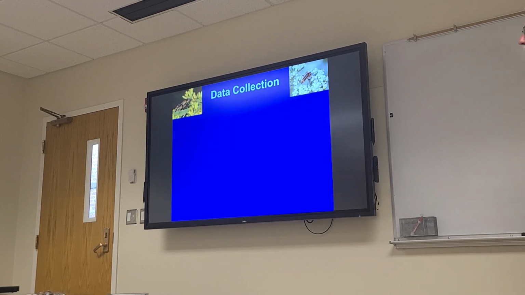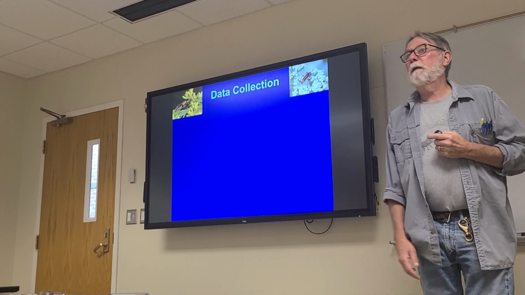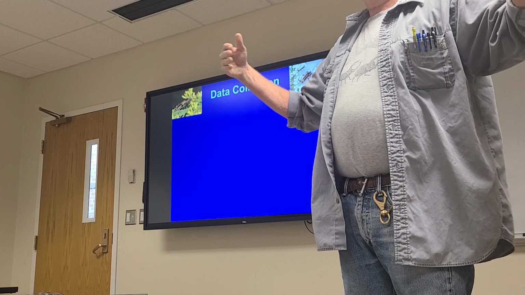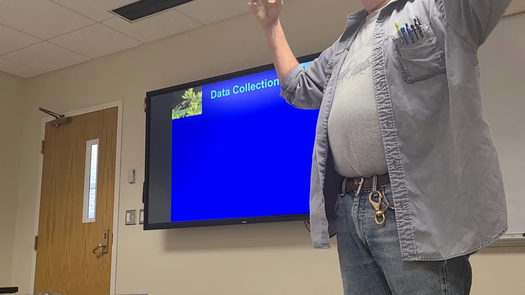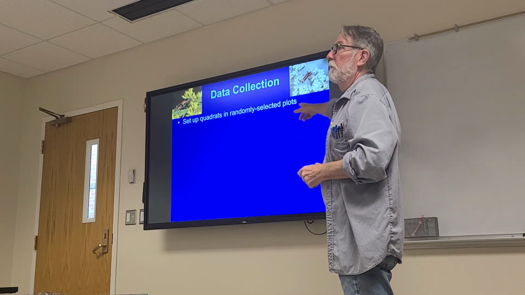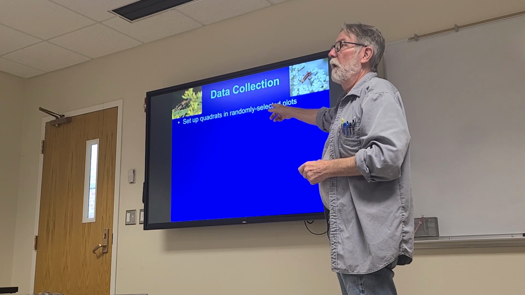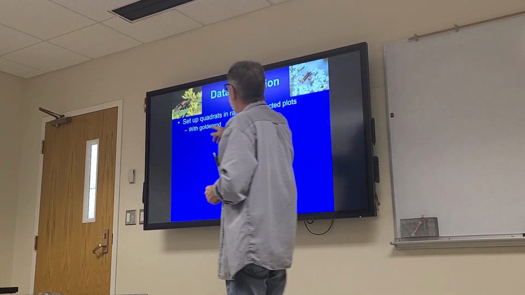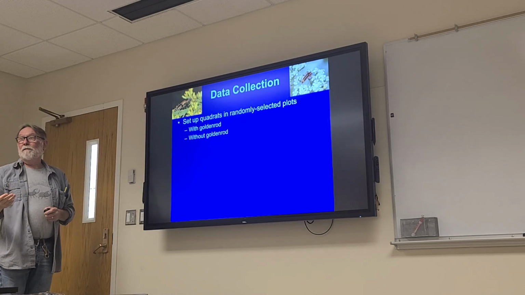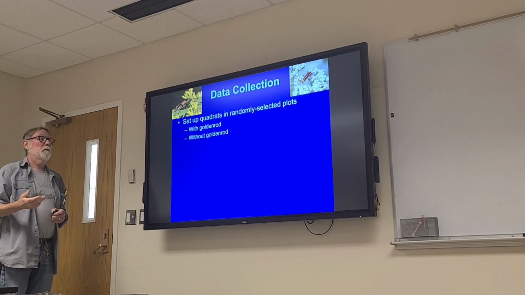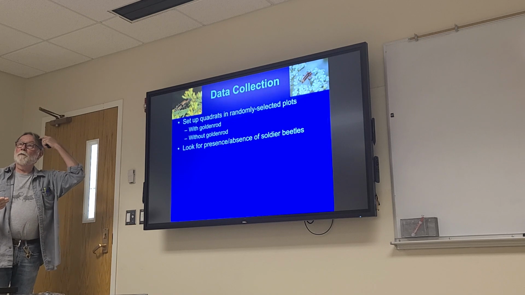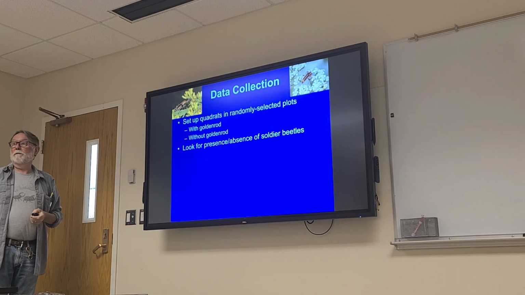Okay, so we're going to collect data. For this study, what we have to do is set up plots. Just randomly set up plots in the area in which we're interested. So these are randomly selected plots, and then we're going to go to each one of these selected plots, and some of those plots are going to have goldenrod in them. Some of them are not going to have goldenrod in them. Then when we get to these plots with and without goldenrod, we're going to look for soldier beetles.